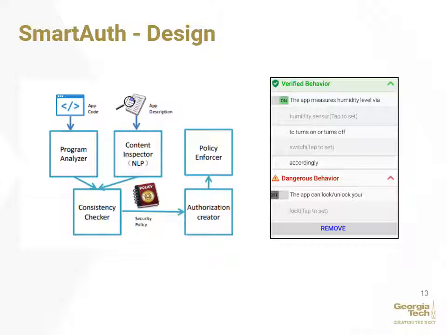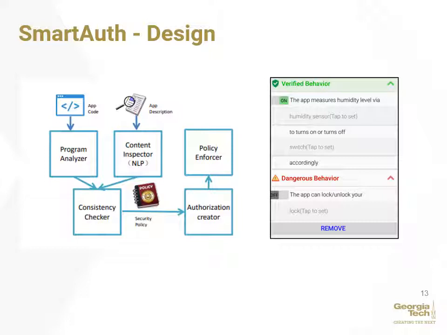The SmartAuth system includes 5 components: a program analyzer, a content inspector, a consistency checker, an authorization creator, and a policy enforcer. The code analyzer extracts the semantics of an IoT app through program analysis and NLP of app code and annotations, creating a set of privileges that support the app functionality. In parallel, the content inspector performs NLP on the app description to identify the required privileges explained to the user.